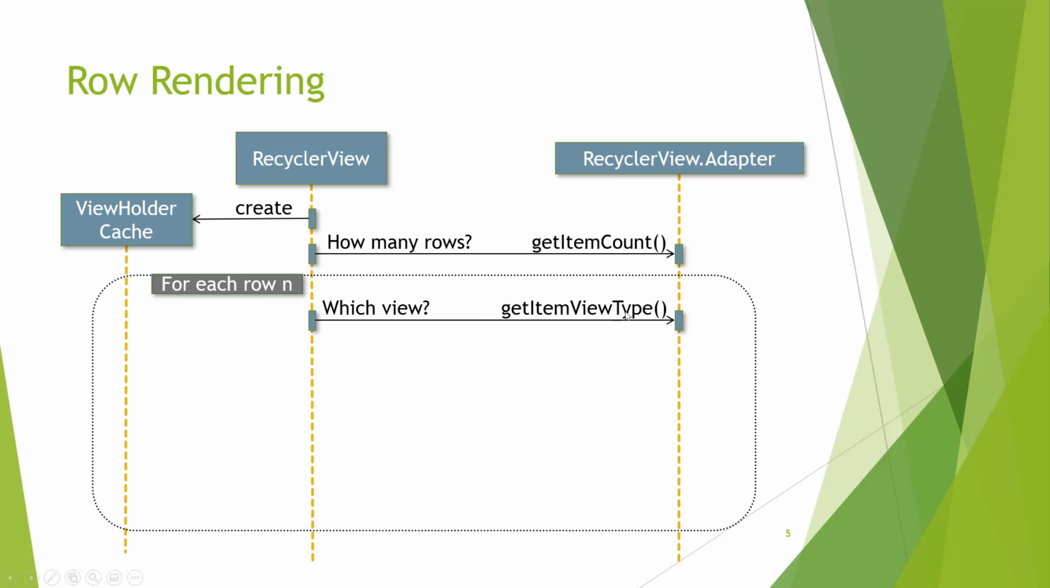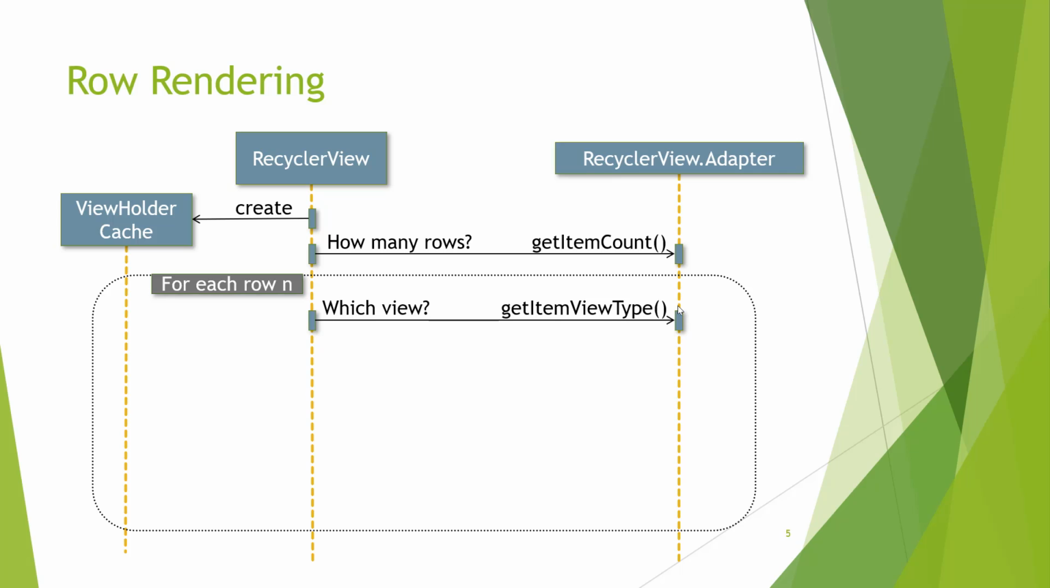He's going to ask for an item view type from the adapter. Most of the time, you're going to return the same number, probably a 0 every single time. By default, that's what the adapter does. If you want to have a different type of view for different rows, then you can return a different number at that point. So you could say this is version 1 of the row, version 2 of the row, version 3, whatever.